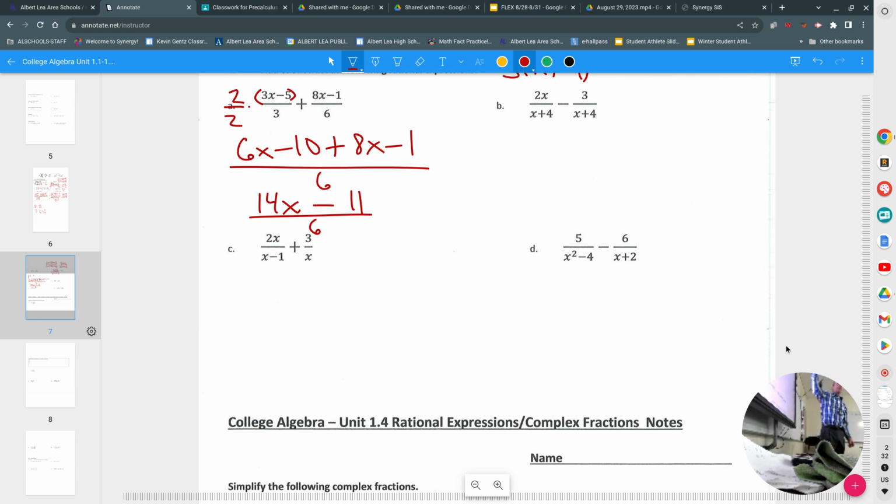In letter B, notice that the denominators are the same. I don't need to do anything. I can write this as 1 fraction, 2x minus 3 over x plus 4. Well, let's look at problems where it changes up. I have letter C. Notice that the denominators are x and x minus 1.